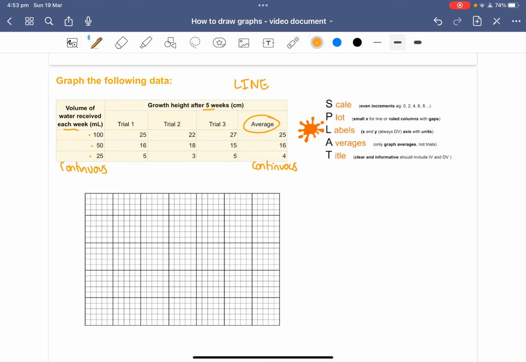So you'll notice that I said before that we should always have our dependent variable on the y-axis. Now remember from the other video that we did on identifying variables, cows moo softly. The thing I change is going to be my independent. The thing that I measure is my dependent. And then the things that I keep the same are my controlled variables. Okay, so what I'm changing here on purpose is the volume of water, so that's my independent variable. And what I'm measuring here is my growth height.